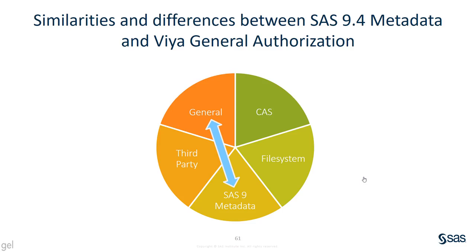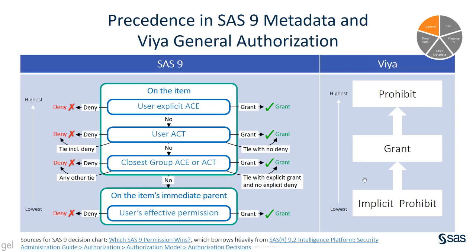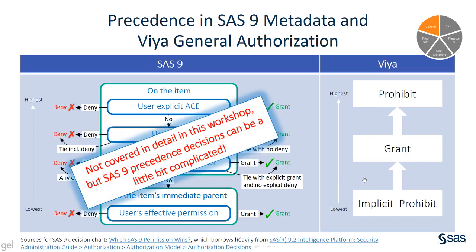So let's look at a little comparison between 9.4 metadata and Viya general authorization. Who's familiar with defining metadata security in SAS 9.4? Anyone? So a few of you. So you guys will be familiar with this picture over here, right? About how conflicts are negotiated in terms of precedence in the 9.4 authorization system, right? Pretty simple, right? Yeah. Not simple at all, right? Pretty complicated. Good news is we're going to ignore it.